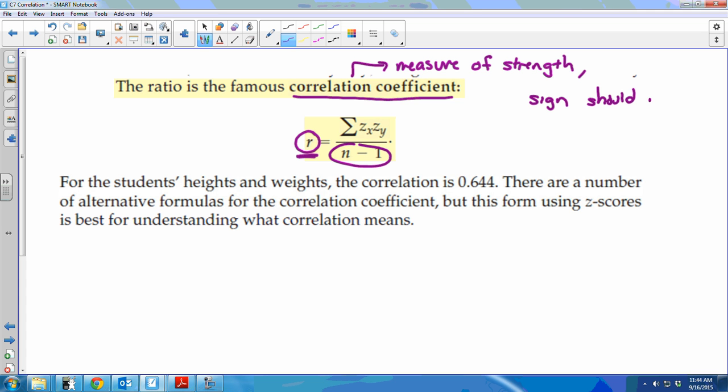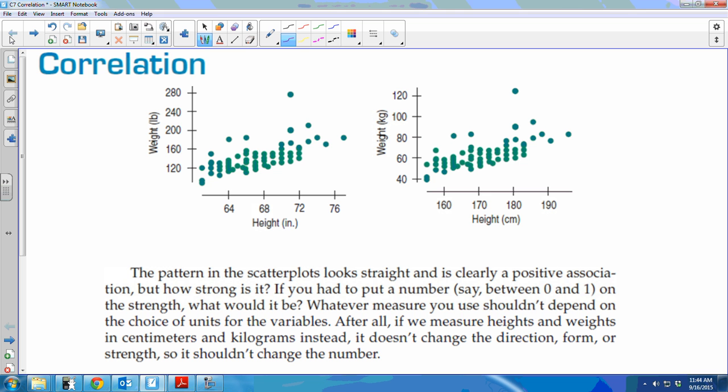So since this correlation is 0.644, then I know at least that the correlation is positive. It's showing a positive direction. If it were negative 0.644, I would be showing a negative direction. We knew that already. If we looked at the scatter plots, the first thing we knew was positive, right? So it should match. If it doesn't match, then something weird is happening, and you need to go back and look at some things.